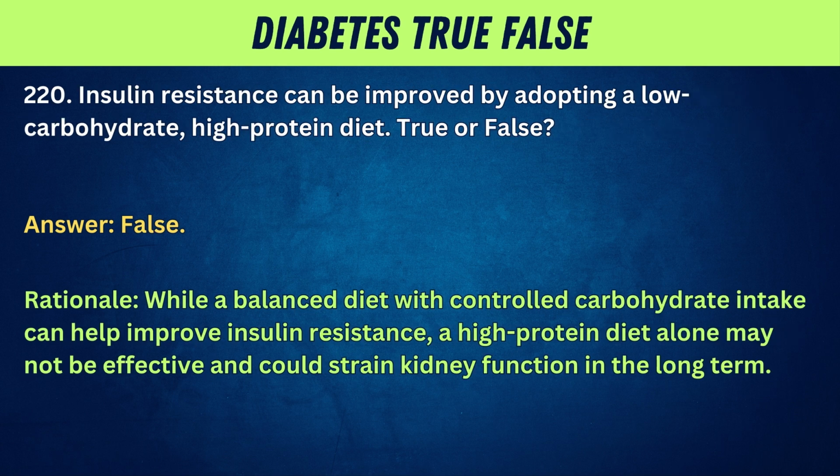220. Insulin resistance can be improved by adopting a low-carbohydrate, high-protein diet. True or false? Answer: false. Rationale: while a balanced diet with controlled carbohydrate intake can help improve insulin resistance, a high-protein diet alone may not be effective and could strain kidney function in the long term.